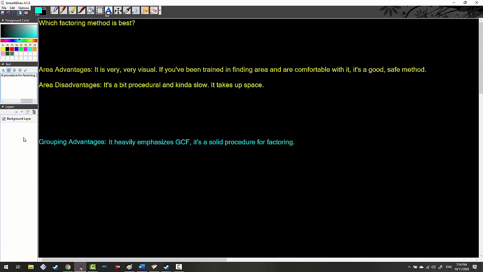And it works. Not that the area model doesn't work, but the grouping works every single time. And factoring by grouping is its own technique, so you can just use that technique. It's almost like a one size fits all. Like a tire iron. A tire iron is a great all-purpose tool. You can use it to kind of, well, I won't talk about what you can use a tire iron for, but it's a good all-purpose tool.